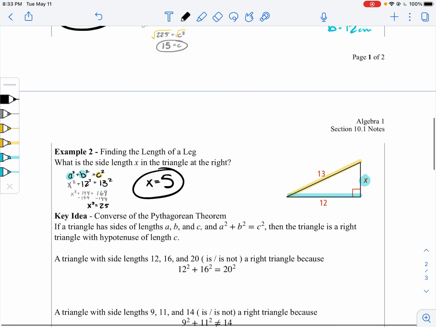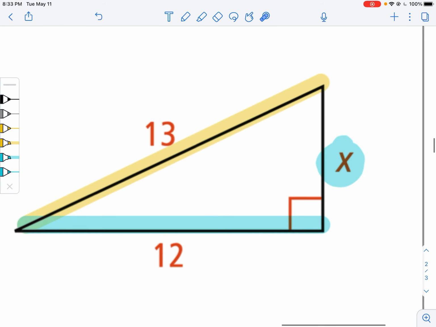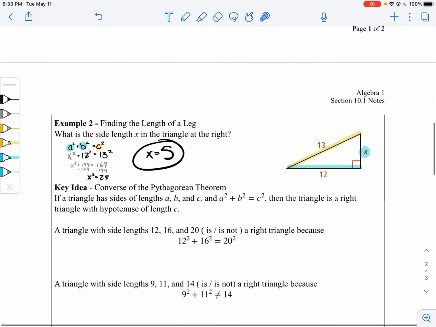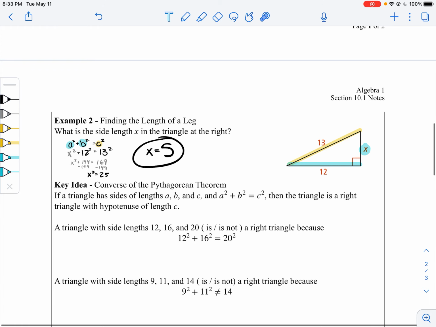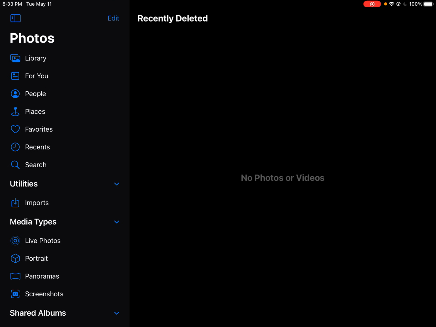Cool, but 5 whats? 5 cats? 5 donuts? 5 miles? 5 light years? 5 parsecs? We don't know. We don't know the units. They didn't give it to us. So let's go with 5 donuts because that's funniest. Anyway, come back to me.